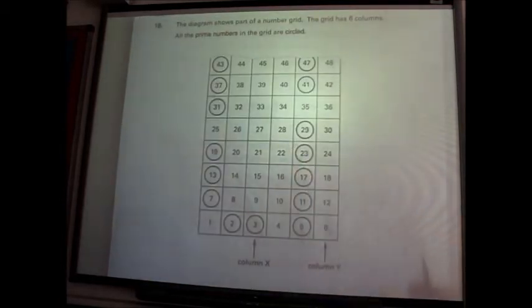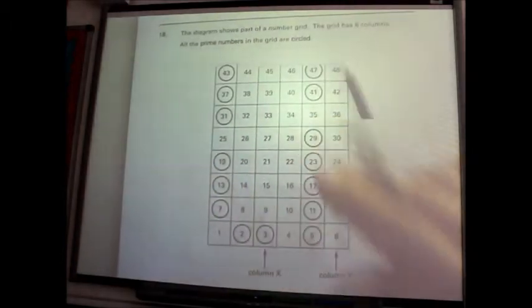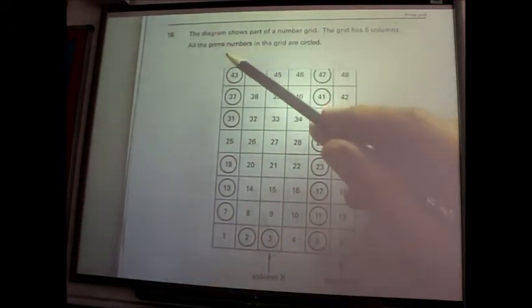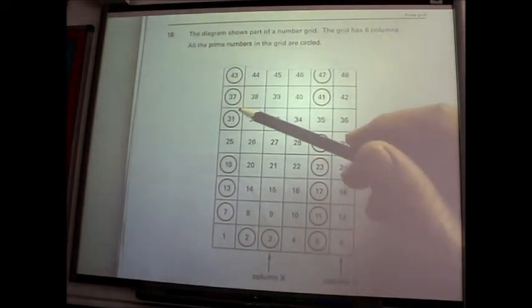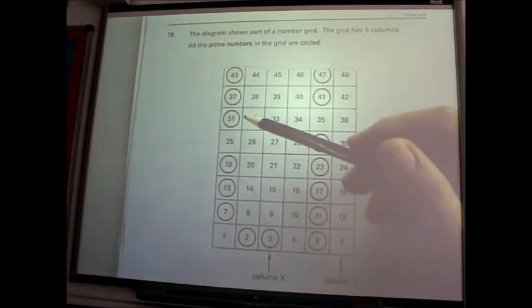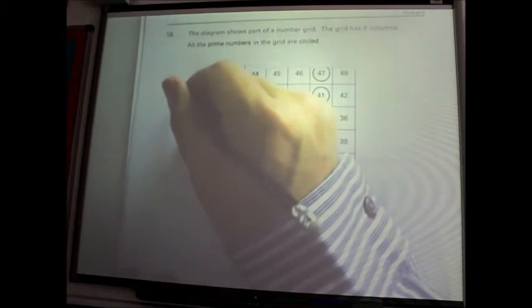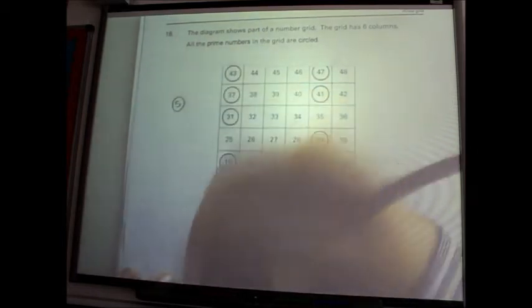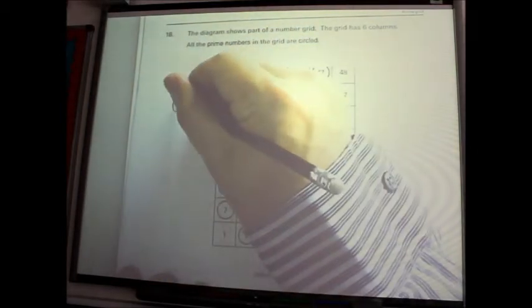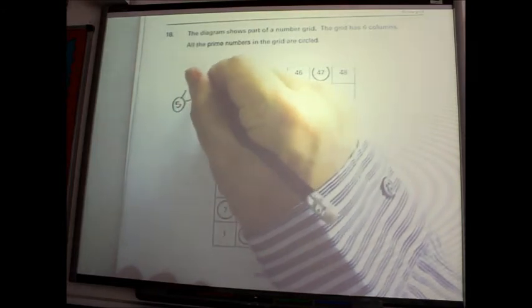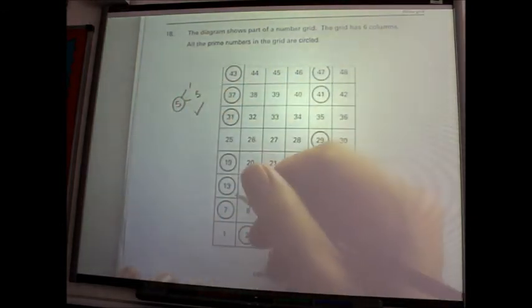And there's some numbers circled, and they are prime numbers. A prime number is a number that only has 2 factors, the number 1 and itself. So, a factor means what goes into it. So if you take the number 5, what goes into the number 5? It's only 1 and 5. So we say that's a prime number.